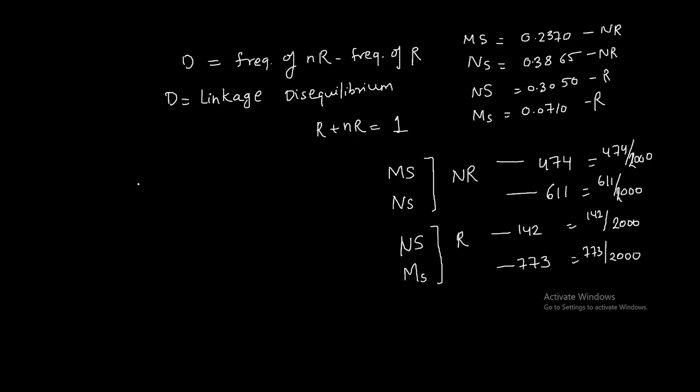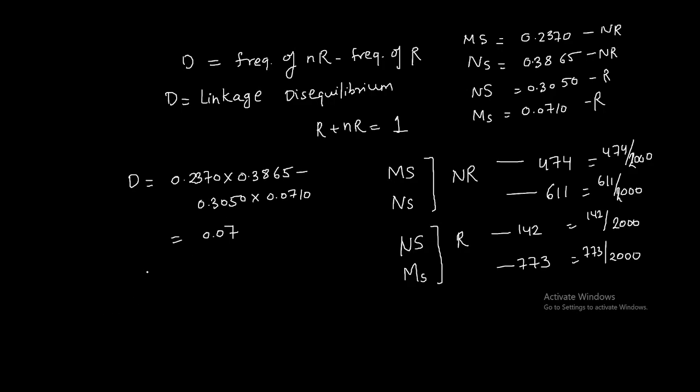So you can calculate the D, which is equal to the frequency of non-recombinants minus the frequency of the recombinants. The non-recombinant frequency is going to be 0.2370 into 0.3865, which is this one, because these are the non-recombinants, and then 0.3050 into 0.0710. When you calculate it, it will come to something like 0.07. So this is going to be your linkage disequilibrium.